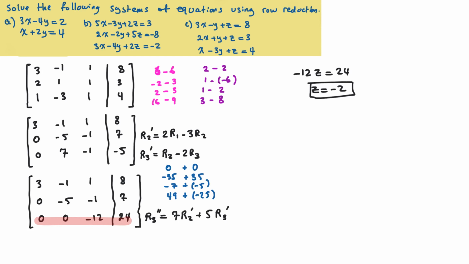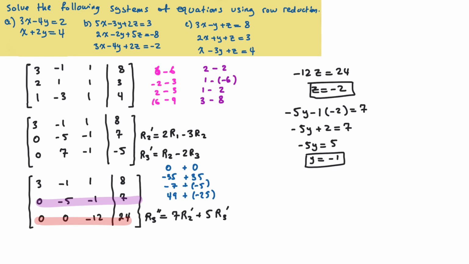And then we are going to use our next row. Let's use this one, or second row. And we will get negative 5 times y minus 1 times z, which is negative 2, is equal to 7. That's negative 5y. Negative 1 times negative 2 is plus 2 is equal to 7. Negative 5y. Subtract 2 from both sides to get 5, and divide both sides by negative 5 to get negative 1 for our y value.